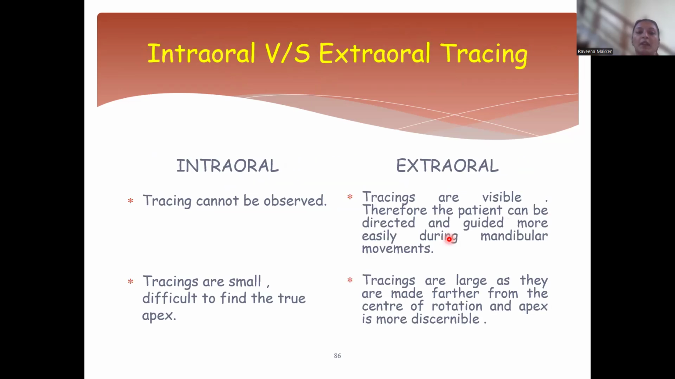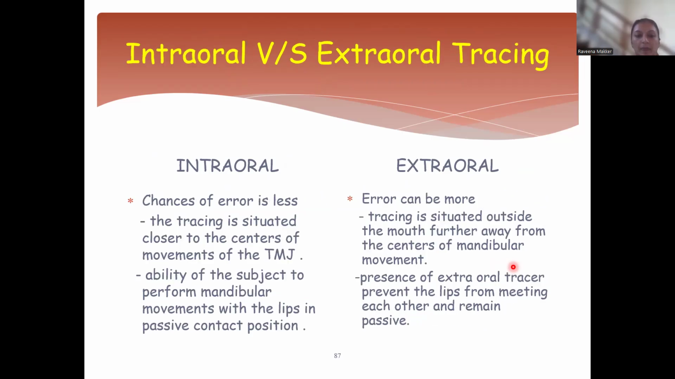Now, the difference between intraoral and extraoral tracing. In intraoral, the tracing cannot be seen, while in extraoral, tracings are visible. Therefore, the patient can be directed and guided more easily during the mandibular movements. Intraoral tracings are small, quite difficult to find the true apex, while extraoral tracings are large as they are made farther from the center of rotation and the apex is more discernible.